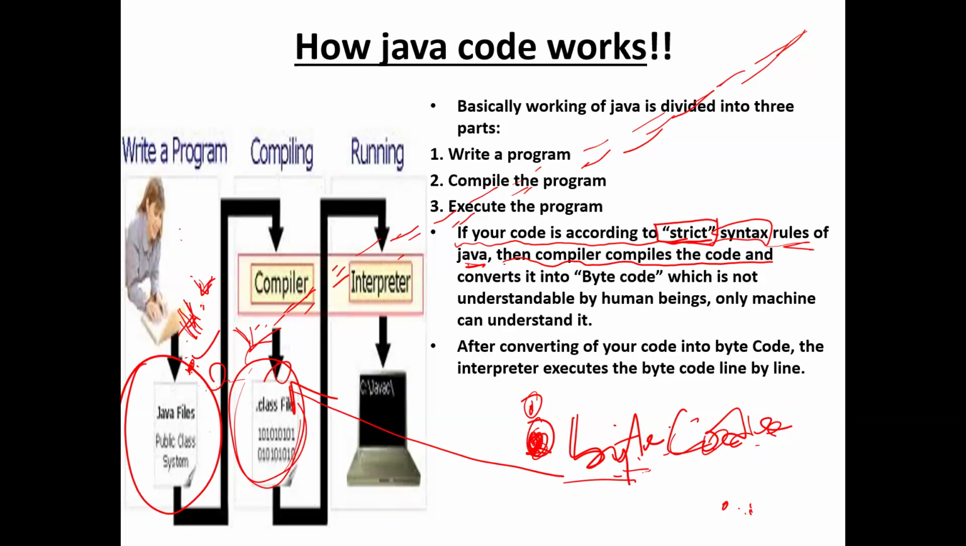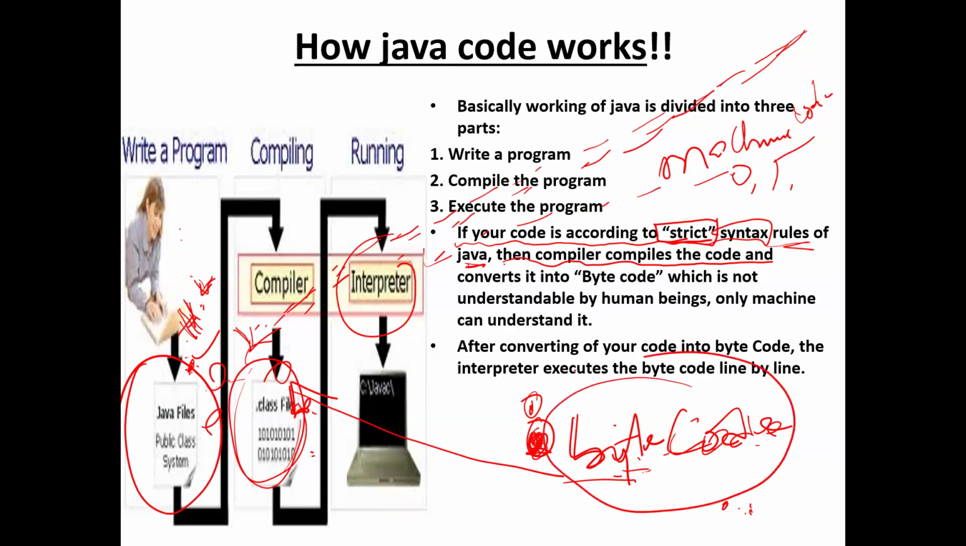But the processor does not understand bytecode. It understands machine code, which is in the form of zeros and ones. So when you execute this file, the interpreter comes into the picture. The interpreter first converts the bytecode into machine code, and then we get the output, what you and I see every day on our computer.